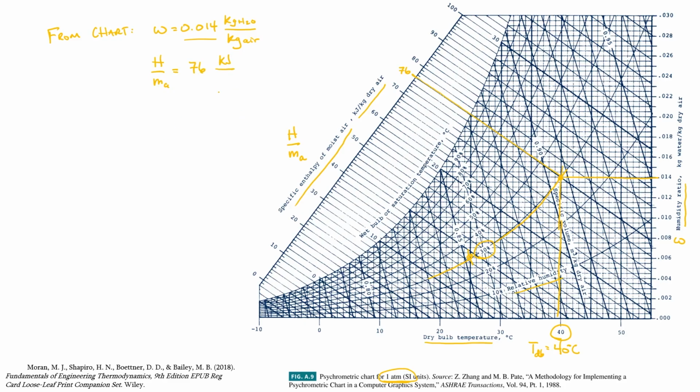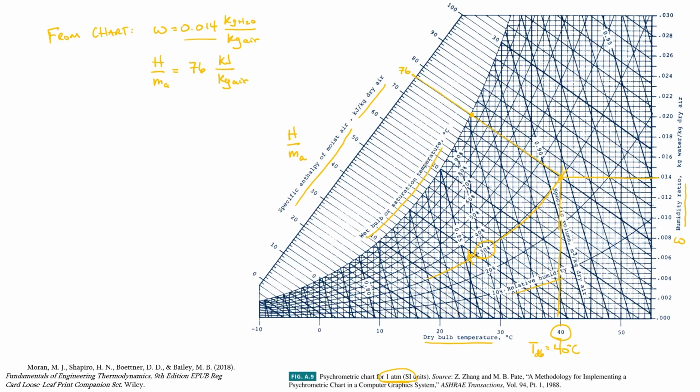So H divided by mass air is 76 kilojoules per kilogram air. I'm going to address the elephant in the room that this is not the same number that we got a second ago. But before we do that, let me go ahead and point one other piece out. I have my wet bulb, or my saturation temperature in degrees C right here. That's the temperature right there, if I wanted to find that.